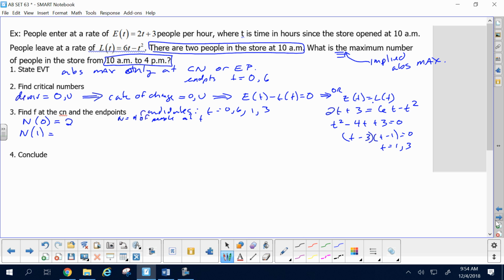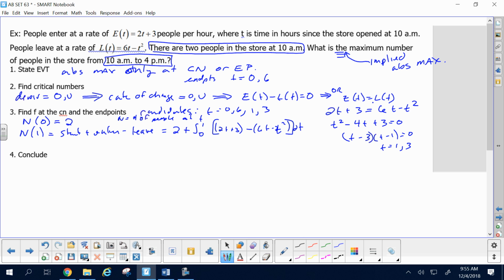So let's start with how many started there. Then I'll add in how many entered and subtract away how many leave. Now I know the number to start with is 2. And to talk about how many enter and leave, I need to integrate from 0 up to the time we're interested in, which is 1, enter minus leave. Now that's 2t plus 3 minus 6t minus t squared.